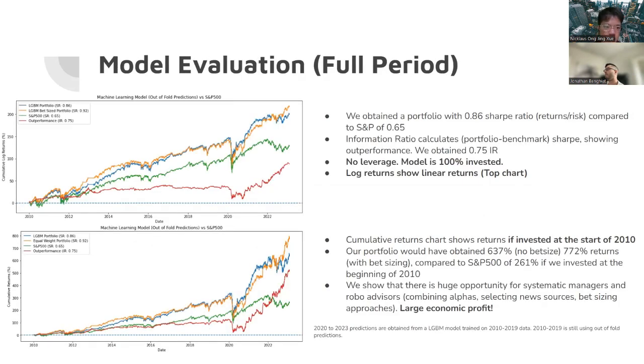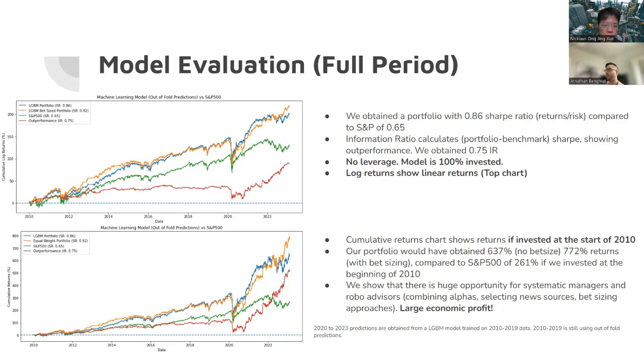You can see that our bet size portfolio is doing quite a bit better than the portfolio without bet sizing. We have a 0.92 Sharpe ratio compared to 0.86. And note that here we're also looking at the out-of-sample results, showing 2010 to February 2023. The portfolio has 0.92 versus the S&P 500's 0.65, and our information ratio is 0.75.